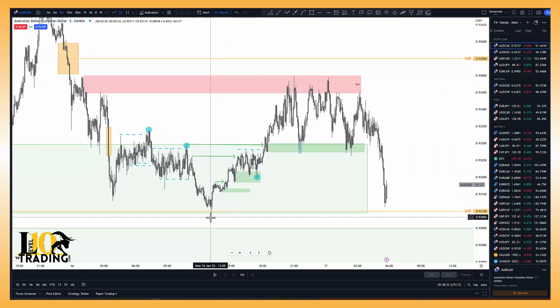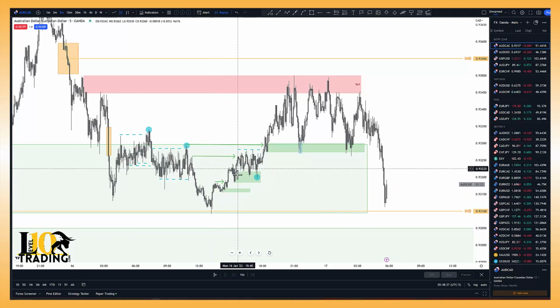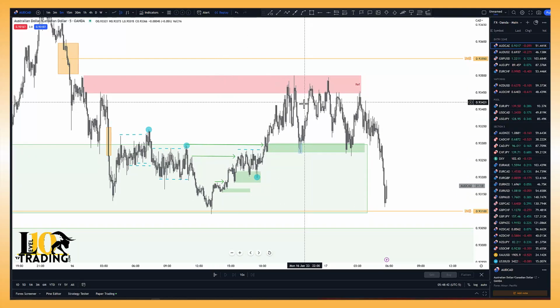This was 1 o'clock, and so we weren't sitting at the chart, but I would have absolutely loved to have caught some of these moves. It would have been great to the upside. So a very exciting setup.